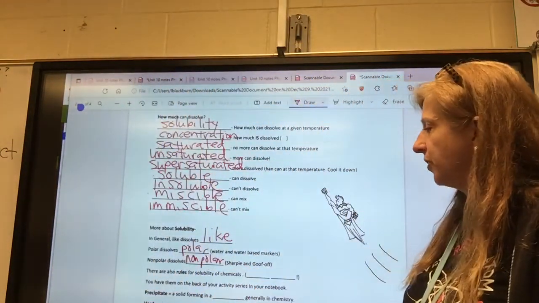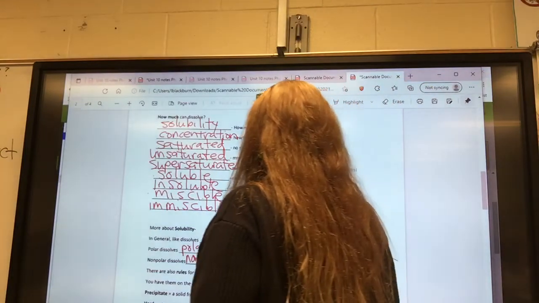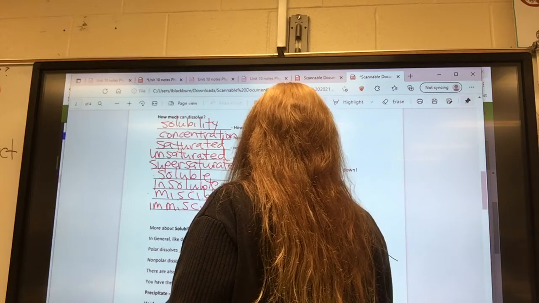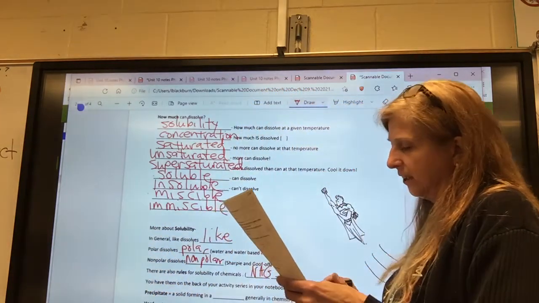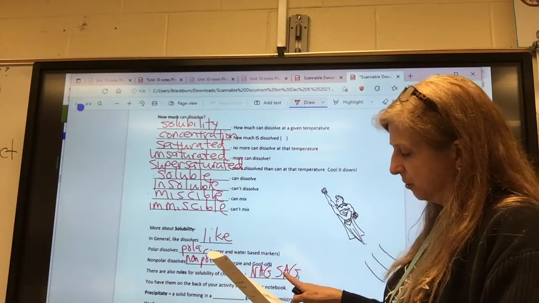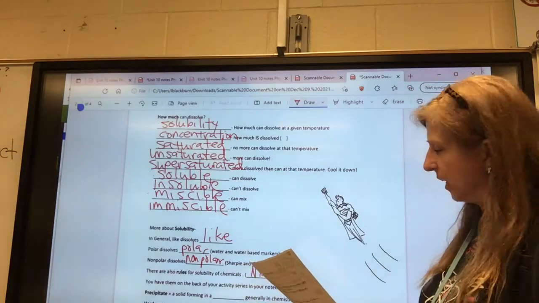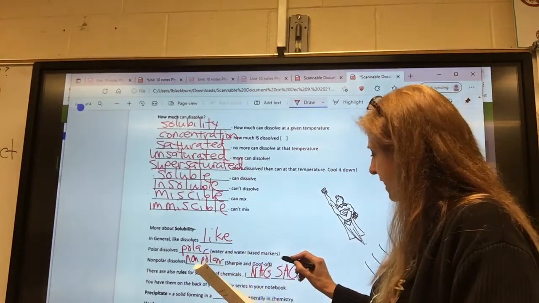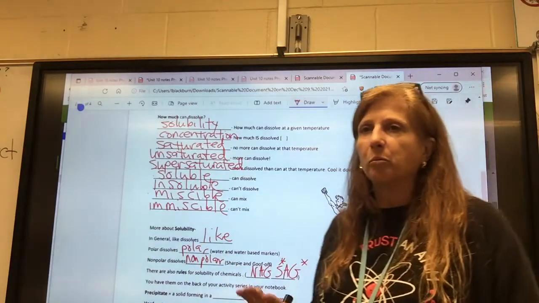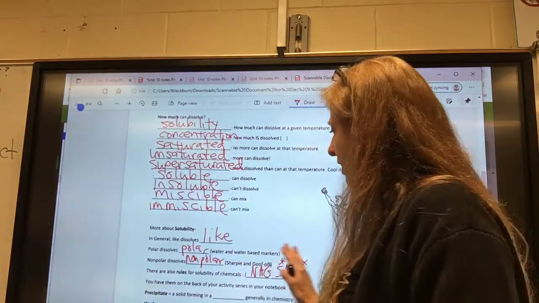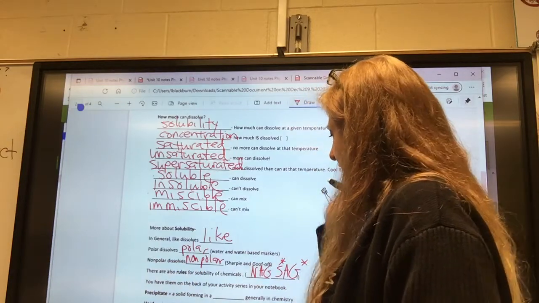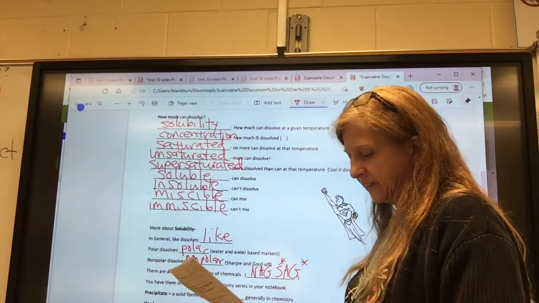Okay, there are rules for solubility, and we already learned about this. NAGSAG. Remember NAGSAG? Our pig saying. Soluble things are nitrates, acetates, group 1, the sulfates, ammonium, and group 17. The sulfates and group 17 have exceptions. So remember that little chart. You might have a few questions where you'll have to use it again. You have it in the back of your activity series in your notebook. It's one of the handouts I've given to you.